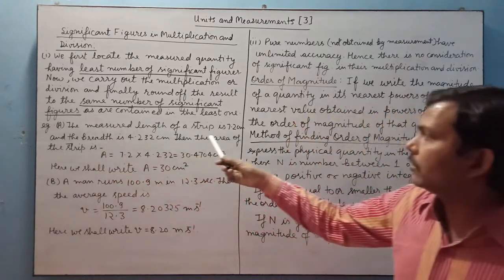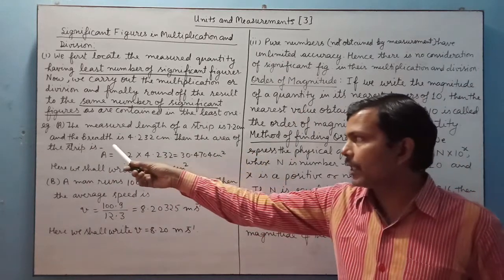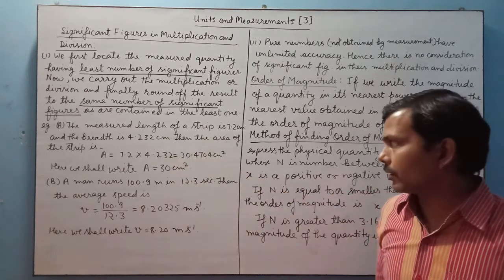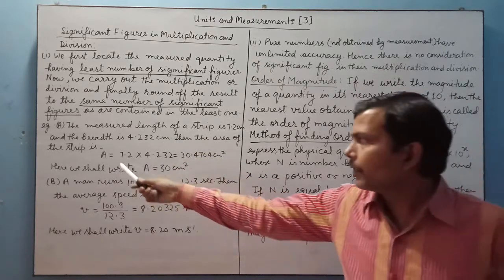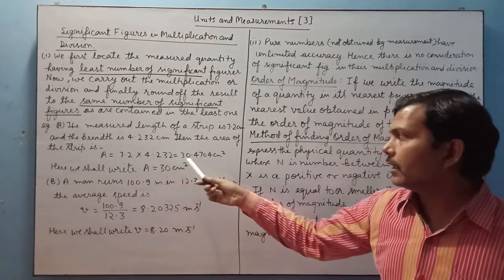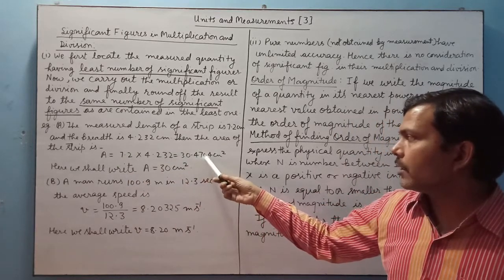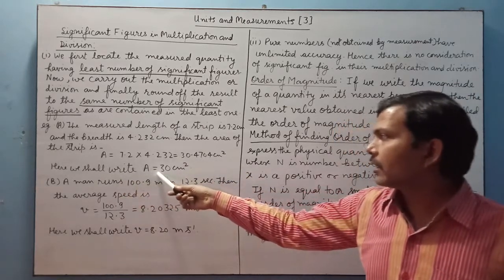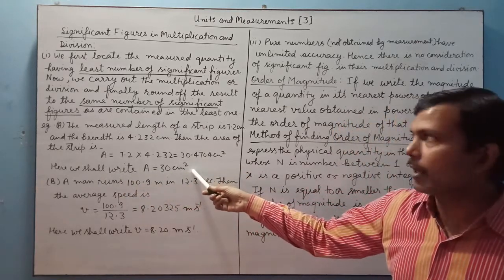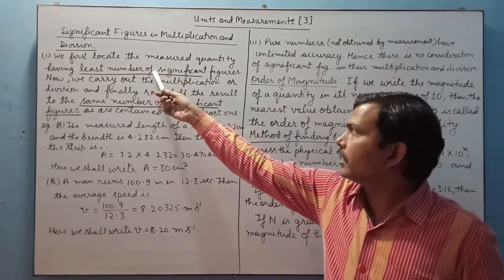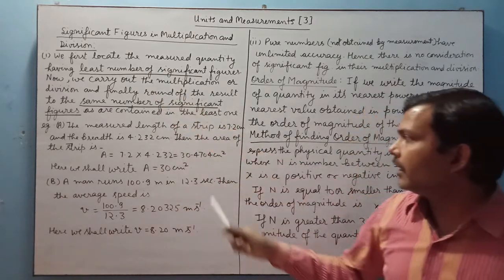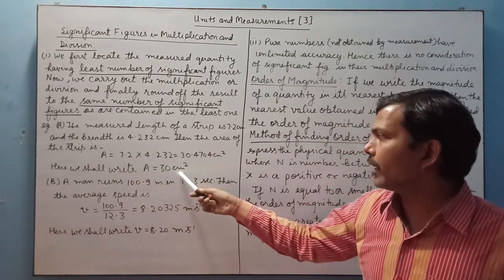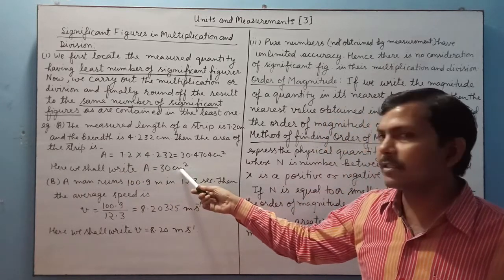The measured length of a strip is 7.2 cm and its breadth is 4.232 cm. Then the area of the strip is equal to length into breadth. It comes out to be 30.4704 cm square. But we have to write here area is equal to 30 cm square because the least number of significant figures here is 2. So we will write 2 significant figures in our answer.